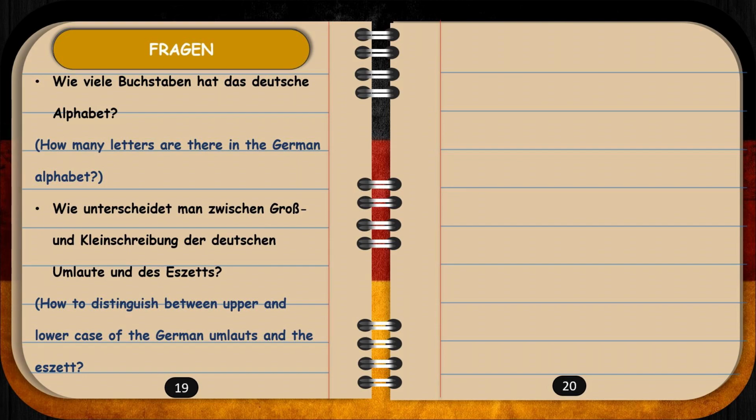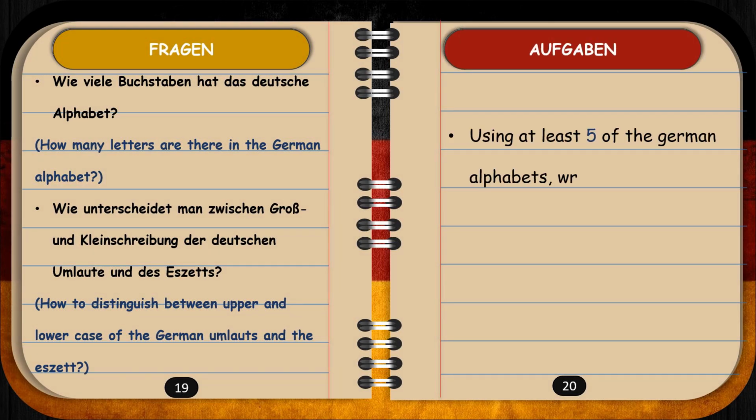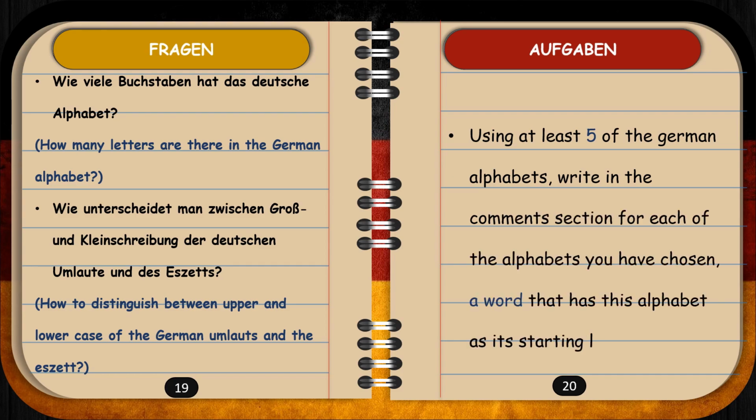Now to our project for this book. Using at least 5 of the German alphabets, write in the comments section for each of the alphabets you have chosen, a word that has this alphabet as its starting letter. You can write as many as you want, but not less than 5. I look forward to seeing your examples. Maybe I could also learn some new German words myself.